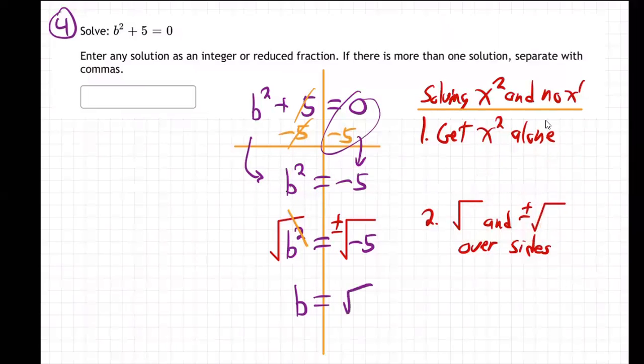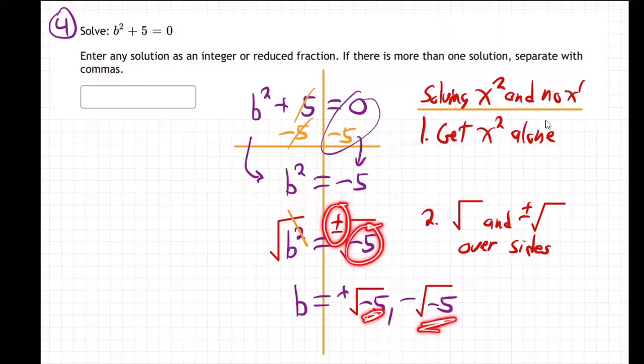Anyway, so we have two answers. We have square root of 5 and negative. Oh, I'm sorry, that's not correct, is it? Let's try that again. Let's set up again. Square root of -5, comma, negative square root of -5. You with me on that? We have plus and minus on the outside, but -5 on the inside of both square roots. So far, so good. We actually have one more step to go.